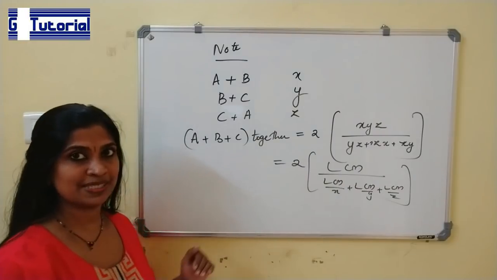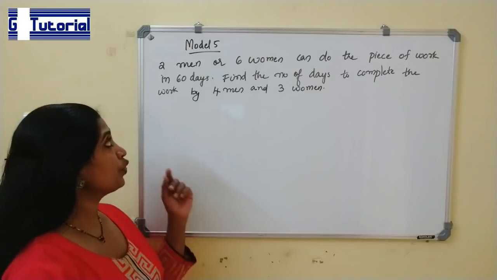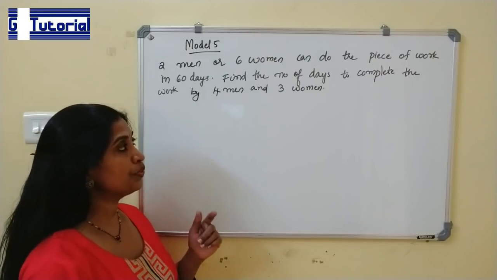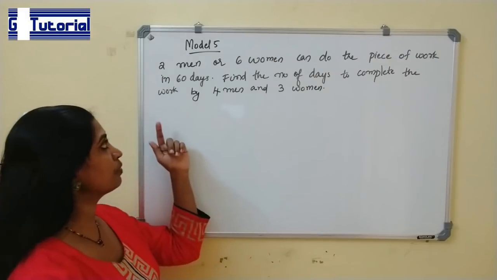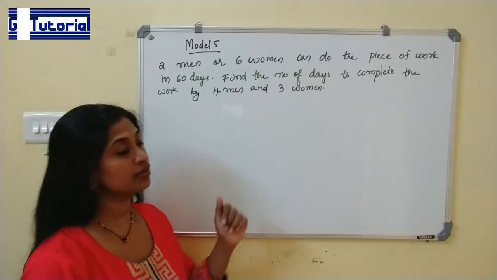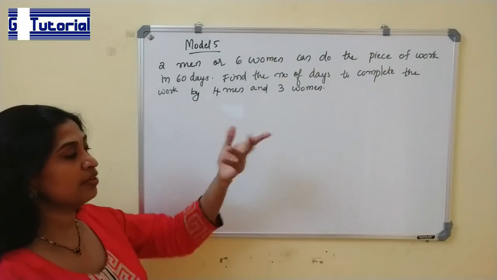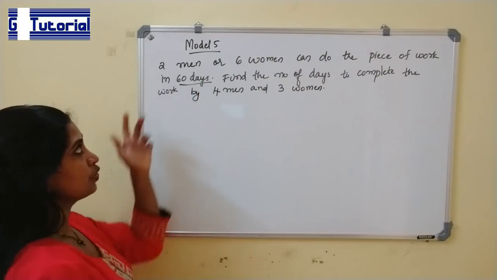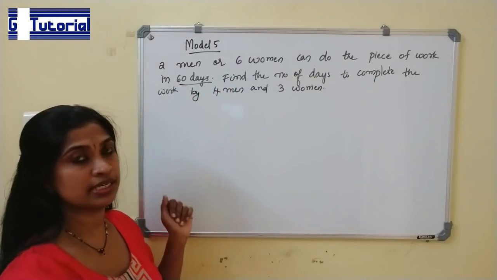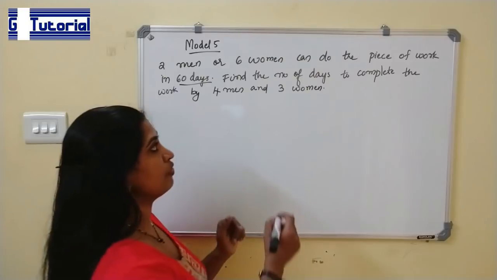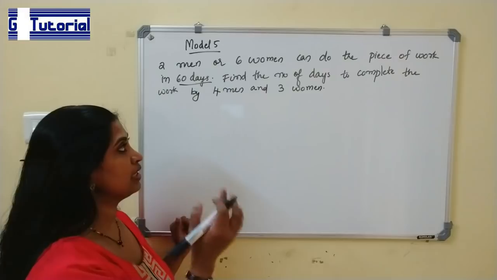Okay, now we can do the next problem. This is the 5th model problem. 2 men or 6 women can do a piece of work in 60 days. Find the number of days to complete the work by 4 men and 3 women. So here, 2 men can complete the work in 60 days, or 6 women can complete the work in 60 days. And we are asked to find the number of days taken by 4 men and 3 women to complete the work.